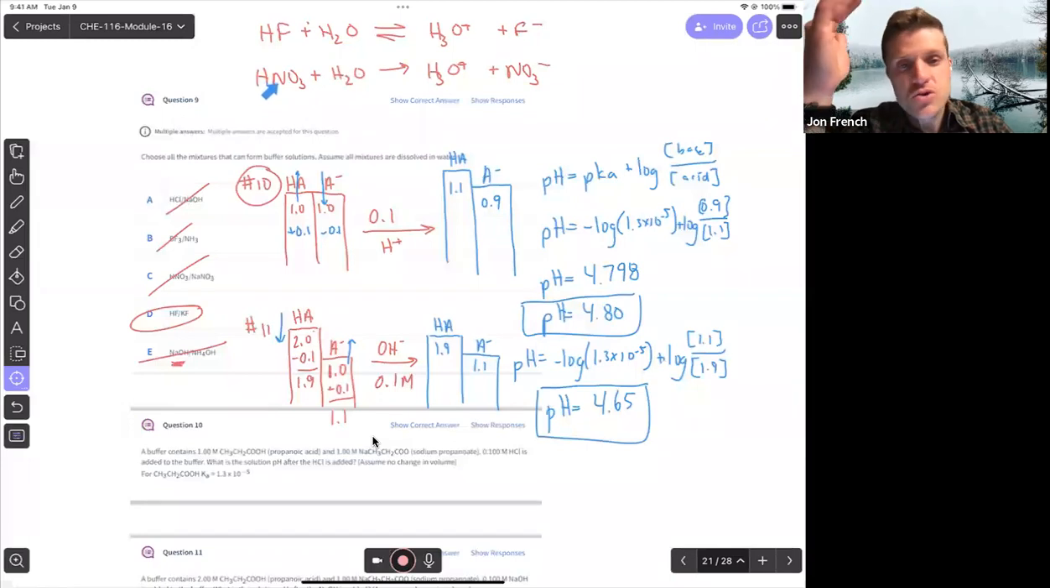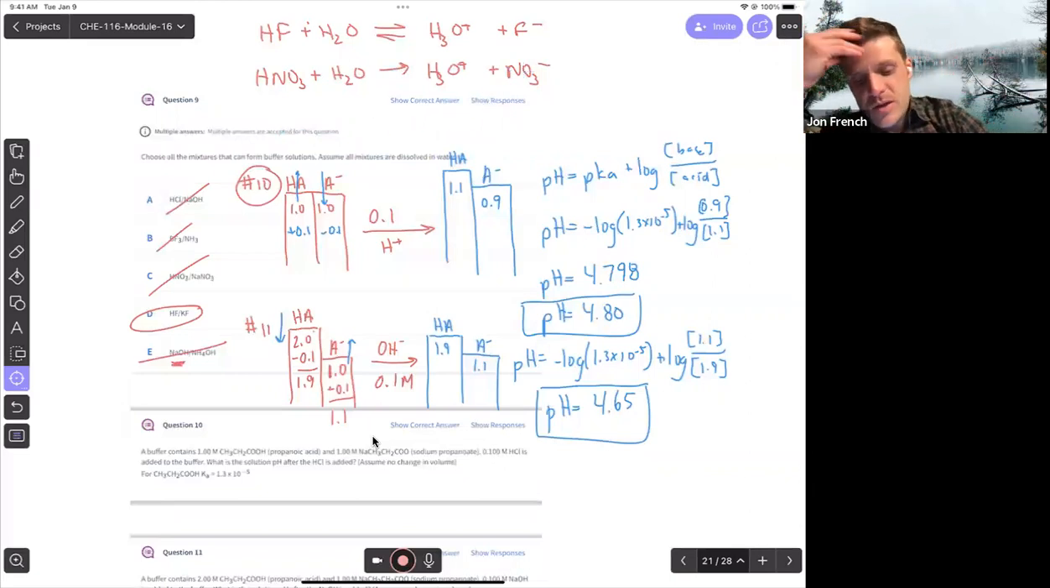Nitric acid, any strong acid, ionizes completely. So nitrate is the conjugate base of a strong acid, but because it's the conjugate base of a strong acid, it's not going to behave like a base. There is no equilibrium here, which means there is no reverse reaction. So I can add sodium nitrate to solution. It's not going to change the pH.